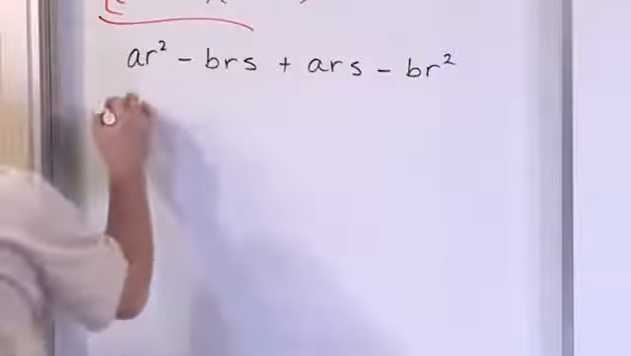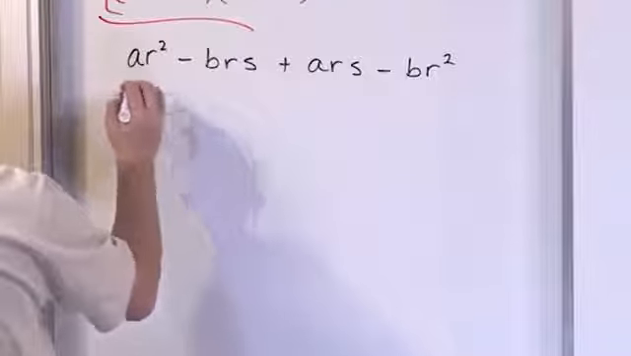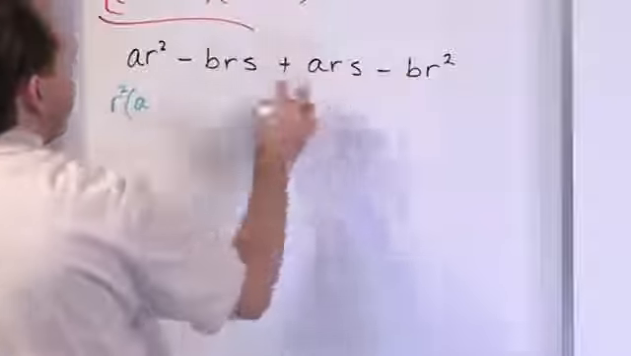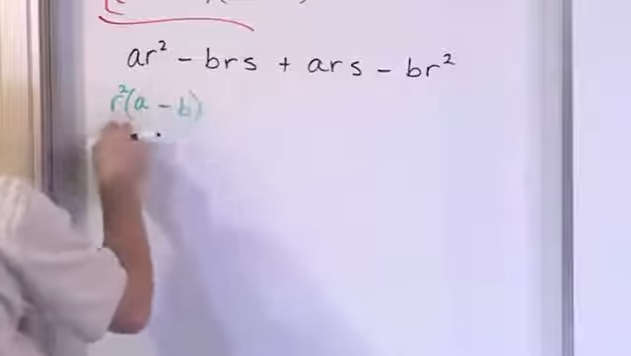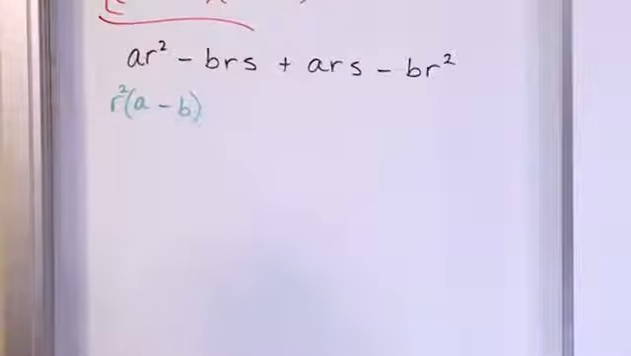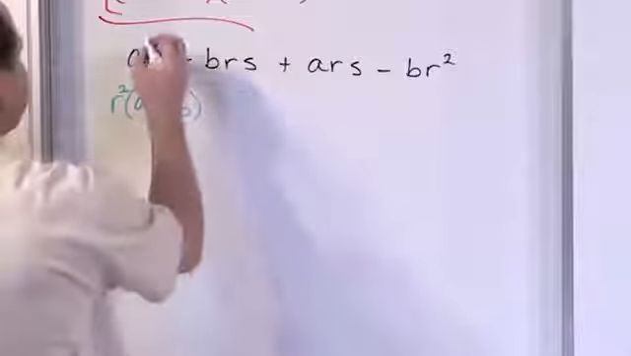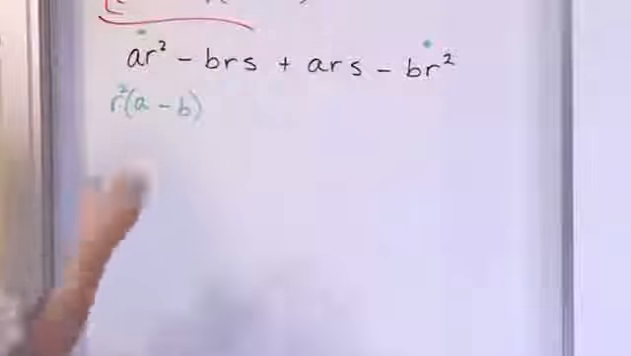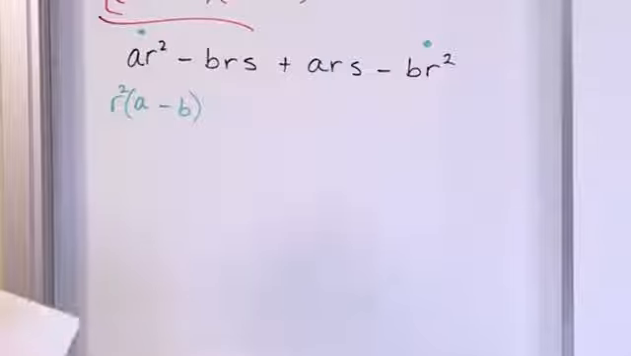So let me pull out an r squared like this. What's going to be left here is a, and over here is going to be left minus b, because if you back multiply, you're going to get the negative b r squared there. And so what I'm going to do is put a little dot on top of this and a dot on top of this to remind myself that I've already pulled stuff out of those, and I can ignore them for the rest of the problem.